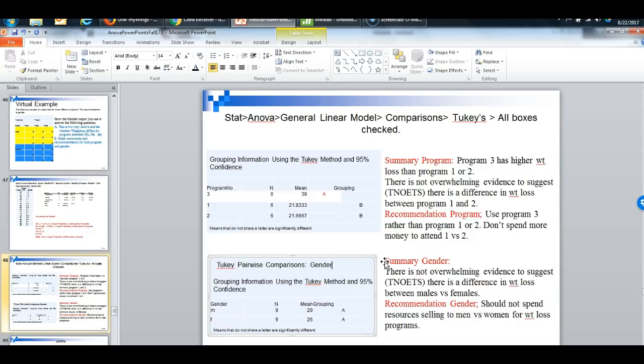All right, and then next, here we have for gender. Here's our Tukey's results for gender. Mean males versus females. What can we say? There's not overwhelming evidence to suggest that there's a difference in weight loss between males versus females. Recommendation, don't spend resources selling to men versus women for promoting greater weight loss.